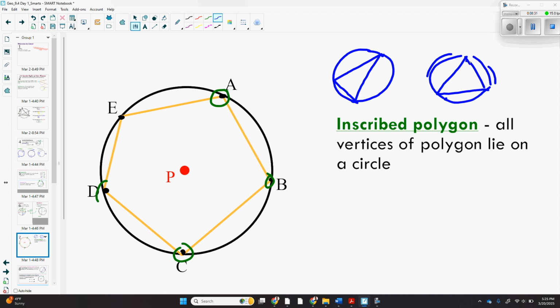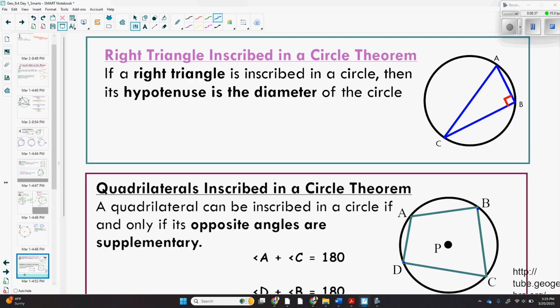So let's use that to help us with some of these different ones. This one says that if I have a right triangle inscribed inside of a circle, then the hypotenuse is the diameter of the circle. The only way to have a right triangle inside of a circle like this is if it cuts through at the diameter.